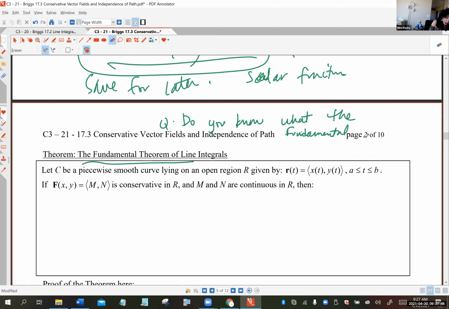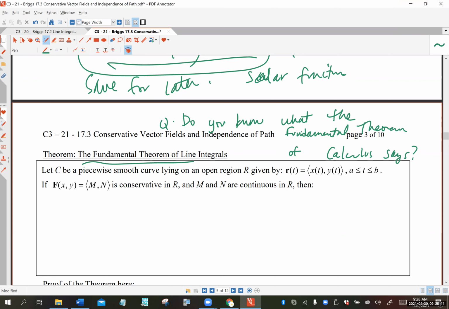Oops, fundamental theorem of calculus says. Feels like Ferris Bueller's Day Off, you know, Ben Stein that plays the professor. Anybody? Anybody? Bueller? Anybody? Isn't it the integral from a to b of f of x?